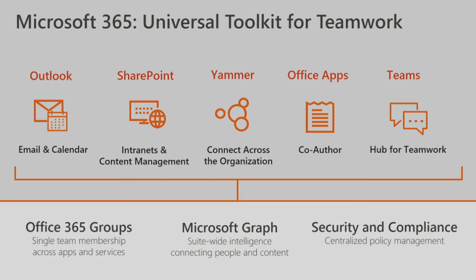So Yammer is the tool that helps you really connect across your organization. This is the tool that helps you find the people that you don't necessarily work with every day and connect and share and collaborate with people who have similar interests as yours and work in these open projects and open teams. Next, we have the Office apps. It's the Office apps that you know and love and have used for years: Microsoft Word, PowerPoint. It's a place to co-author and collaborate and create the documents that you need as part of your teamwork.